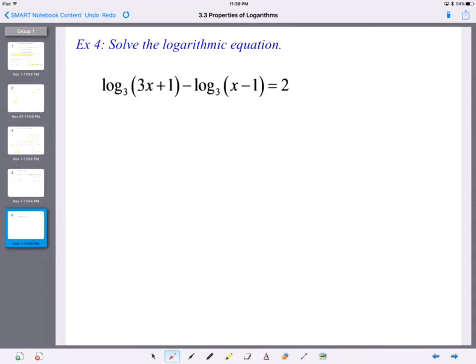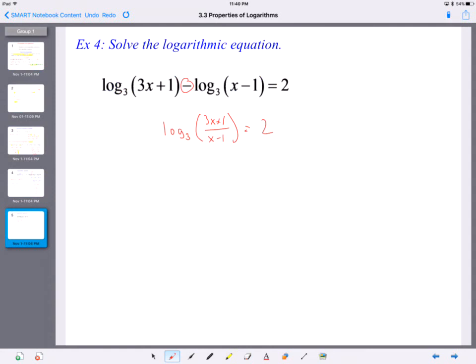Alright, let's go ahead and get to the last one here. Solve the logarithmic equation here. Now this one, once again, you might see some similarities, but you also might notice a difference, that on this one, we have a number on that side and not a variable. So what are we going to do? Alright, well, we have logarithm minus a logarithm. So that's division. That's log base 3, and then we divide. 3x plus 1 divided by x minus 1 is equal to 2.